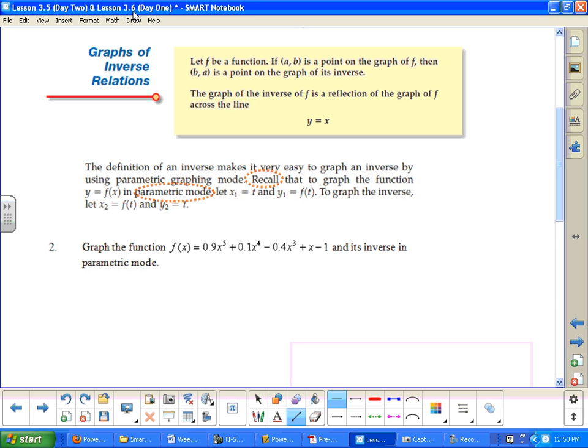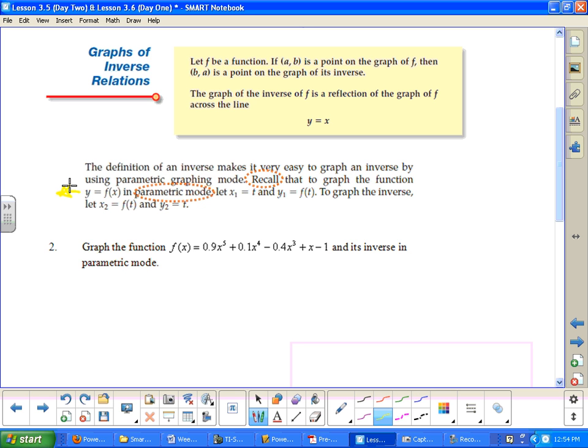So let's look at this in parametric then. It says graph this function and its inverse in parametric mode. So it's an f of x, so it's a y equals function. So when we looked at parametrics before, if I've got a y equals, in parametric mode, we're going to let x sub 1 equal t, and y sub 1 will be the function f of t.